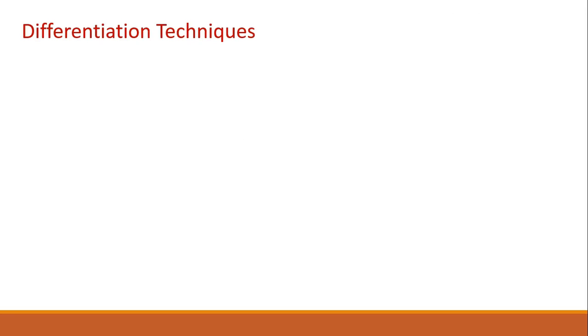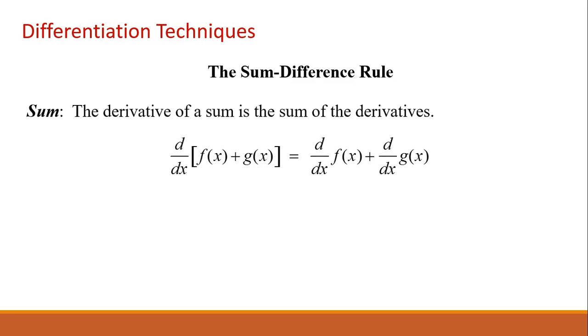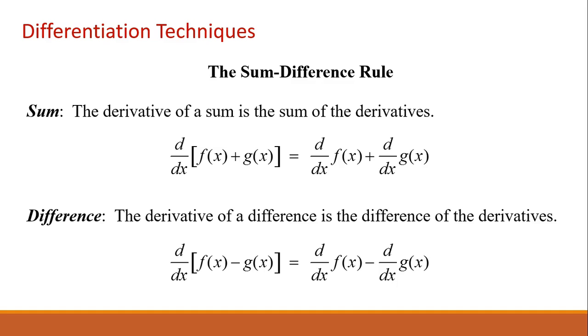One more differentiation technique to talk about today, and that is the sum difference rule. Now this is going to look really complicated when you see it, but it's not as complicated as it looks. The sum rule says that the derivative of a sum is the sum of the derivatives, and the difference rule says the derivative of a difference is the difference of the derivatives. What that means is if you have a function that's made up of several terms, you can take the derivative of the terms separately and then add or subtract to put those back together for your derivative of the entire function.